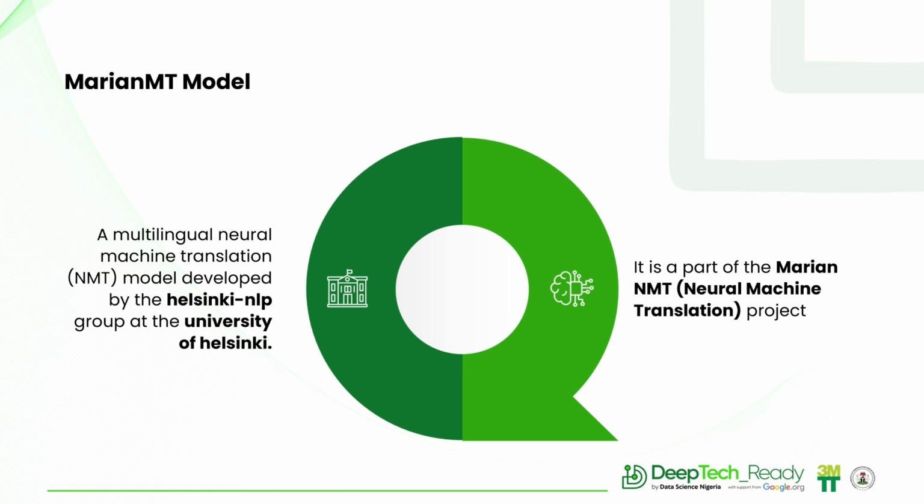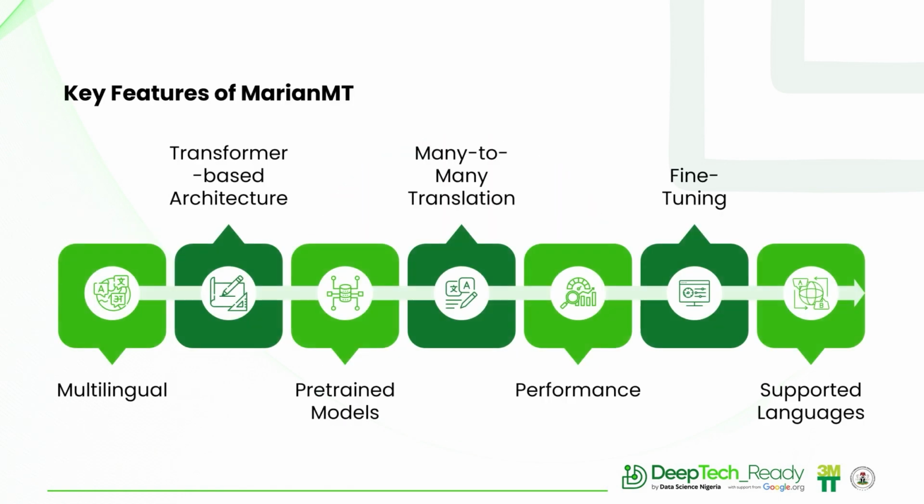Let's now look at the key features of the MarianMT pre-trained model. The MarianMT model is specifically designed for multilingual translation, which means that a single model can support many language pairs. MarianMT is built on the transformer architecture. The transformer model uses self-attention mechanisms to process input data in parallel.